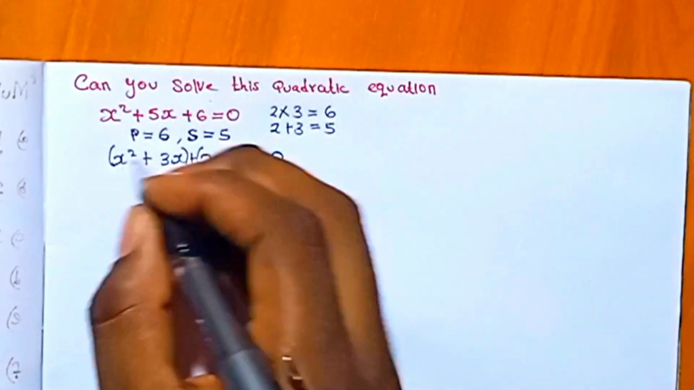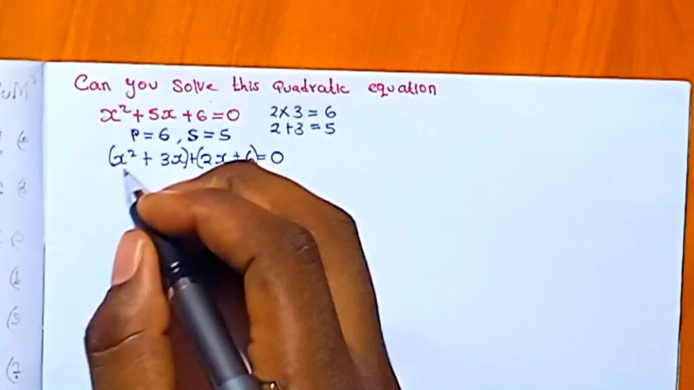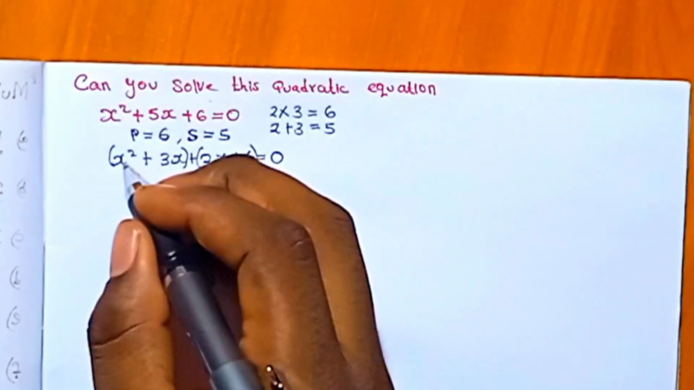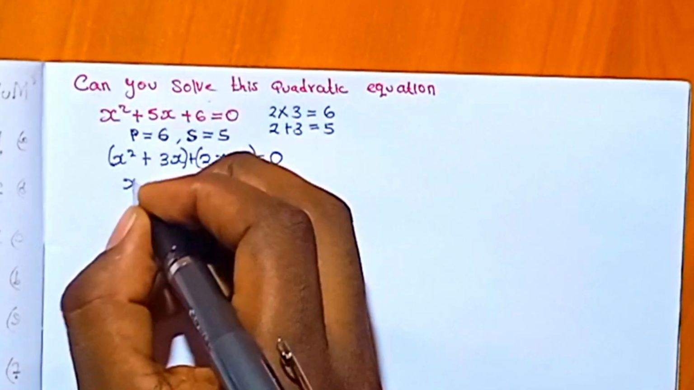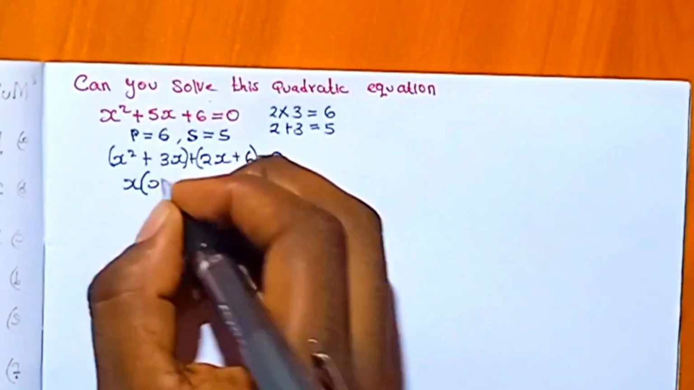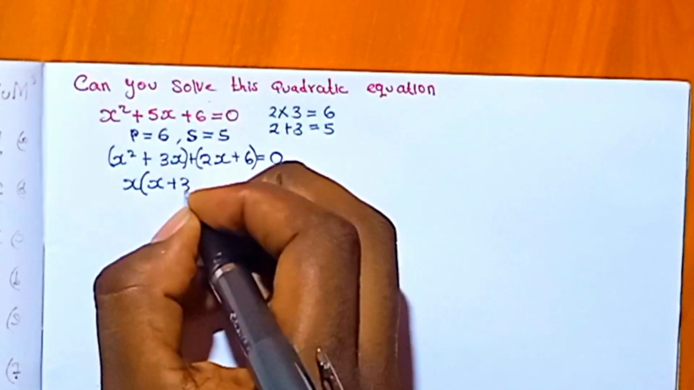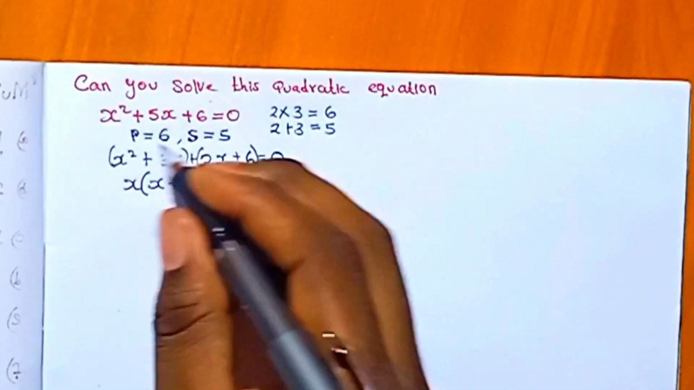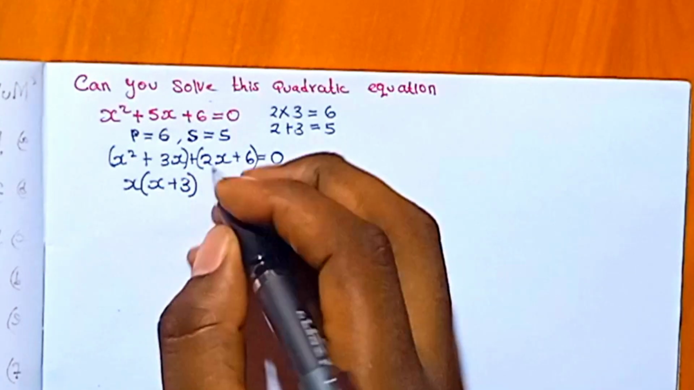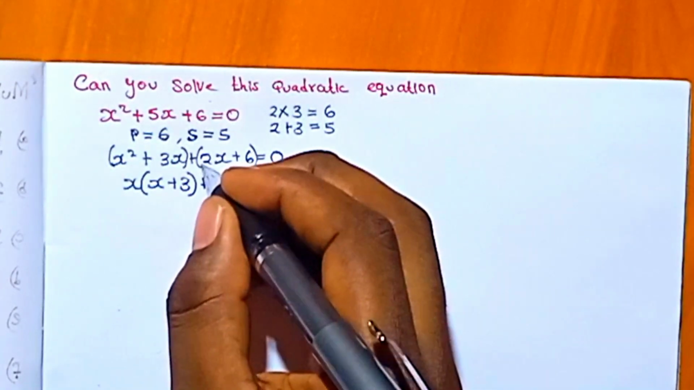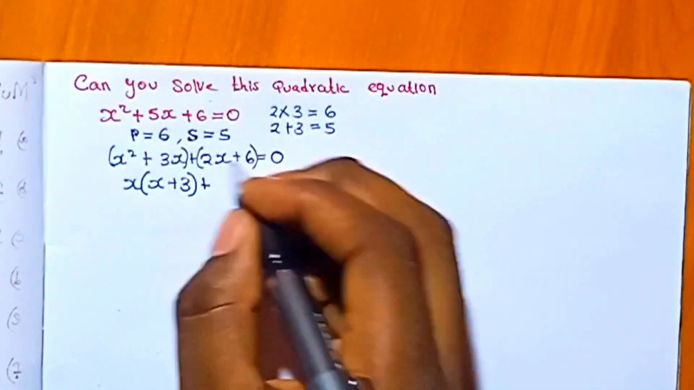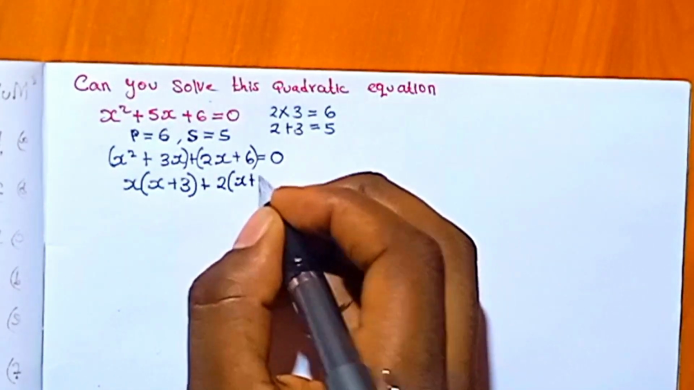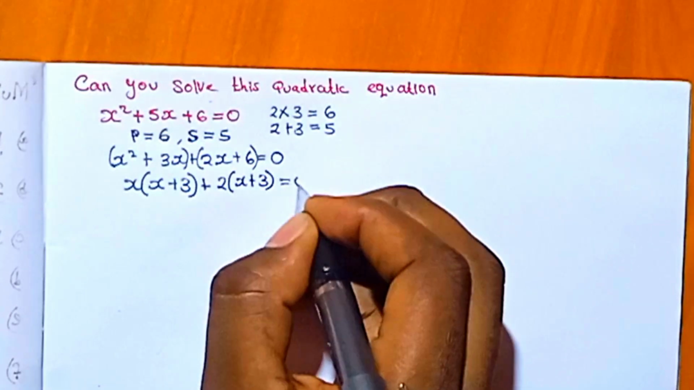So the common factor in these two parts, in this case, is x. We have x here and we have x here. So when we factor out x, we are going to have x times x plus 3. When you open this bracket, it's definitely going to give us this. So we have that, and plus the common factor here is 2. So we are going to have 2 times x plus 3 is equal to 0.